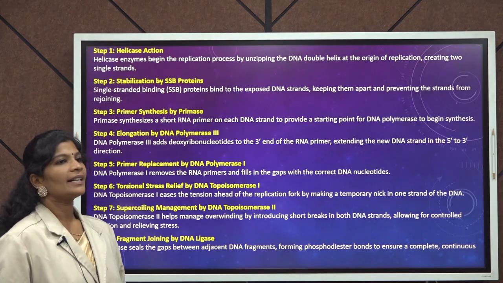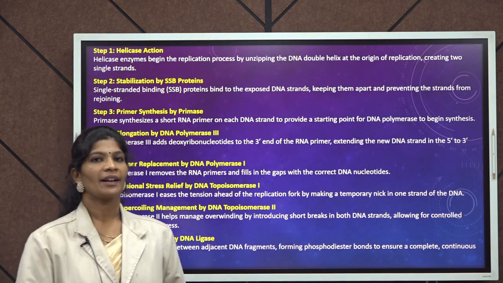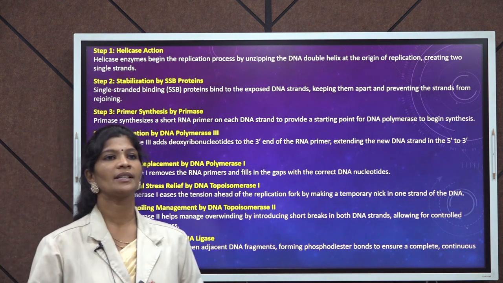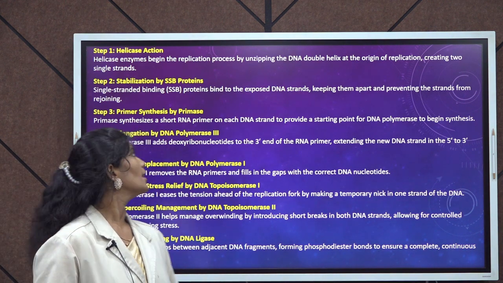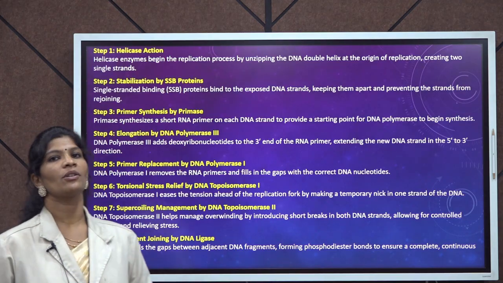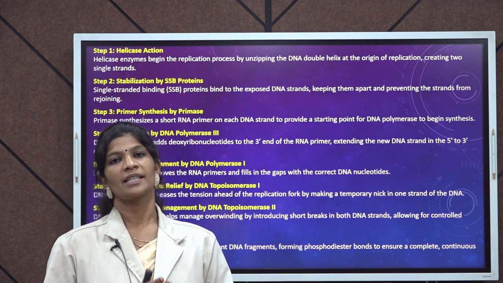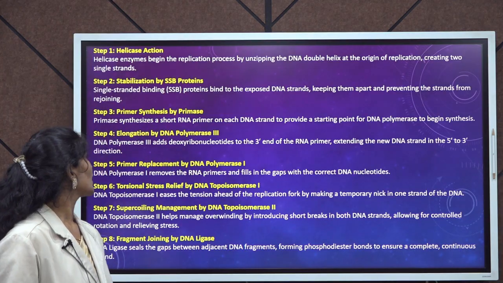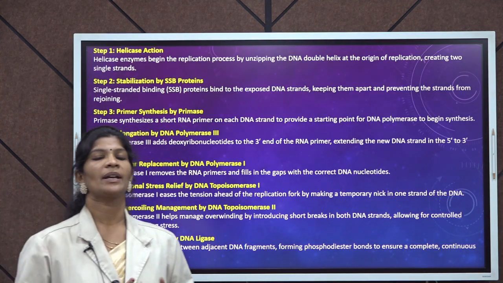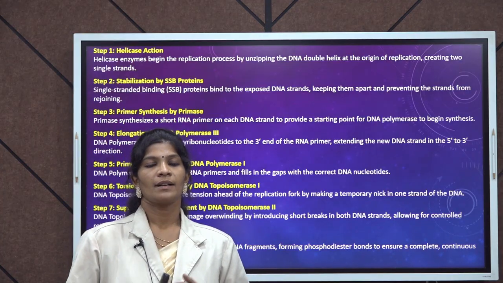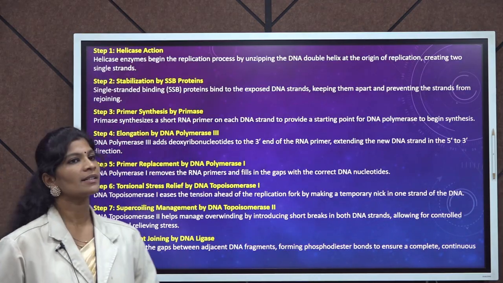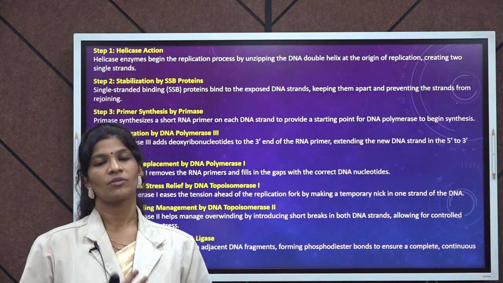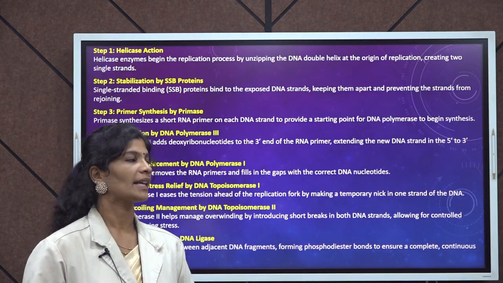And these are the detailed steps which I explained before and have listed one by one. Step 1 is helicase action, which helps in the unwinding of DNA. Step 2 is stabilization by SSB protein. SSB protein helps to prevent the rewinding of DNA. Step 3 is primer synthesis by primase enzyme. It adds RNA primer to the strands so that they can continue with the replication.